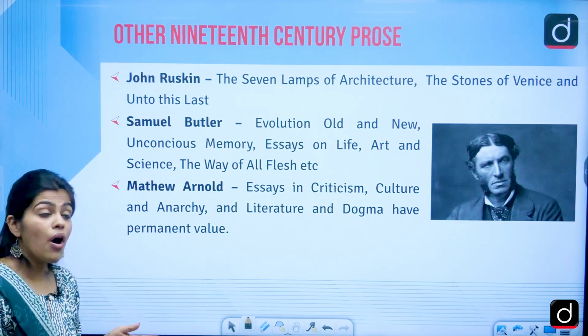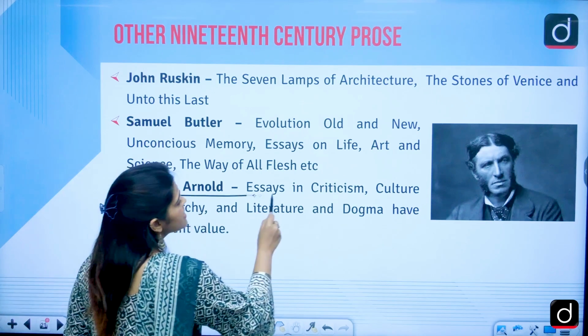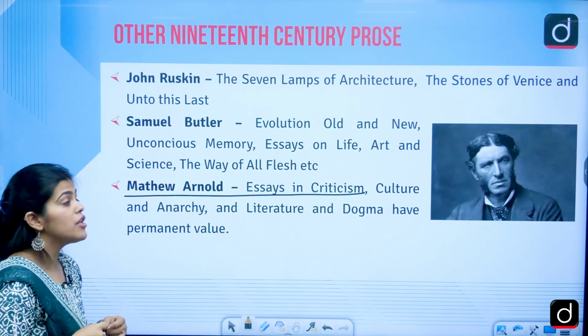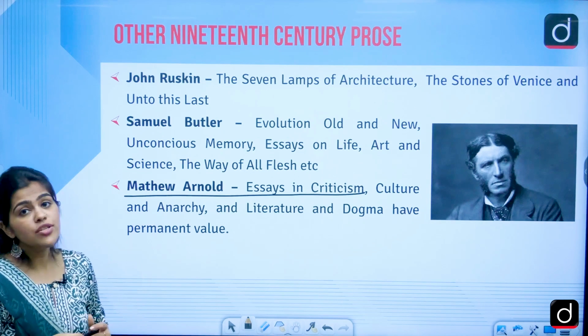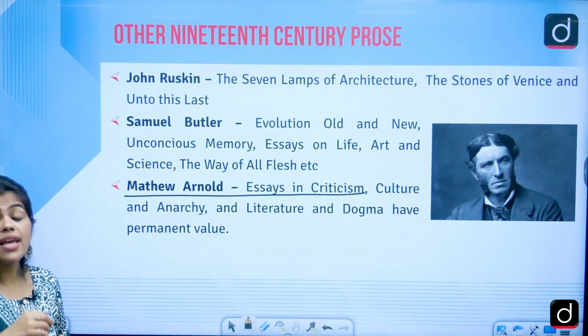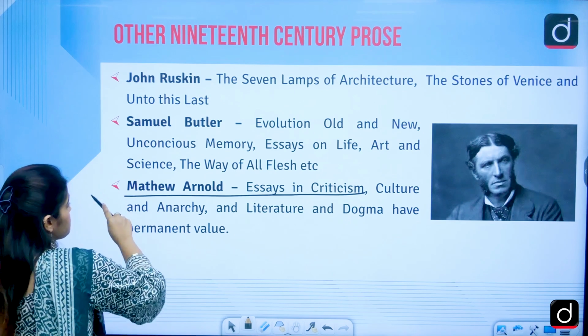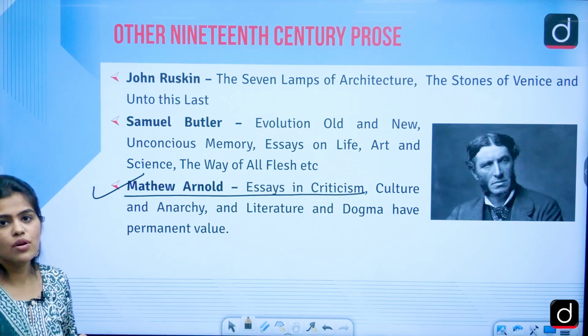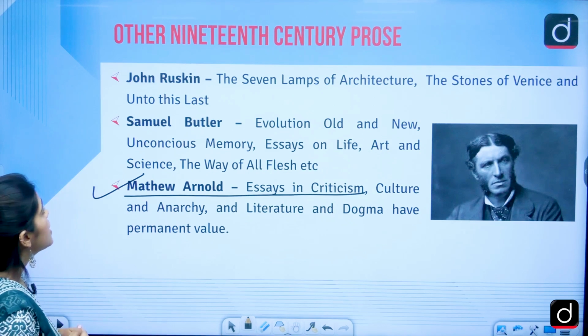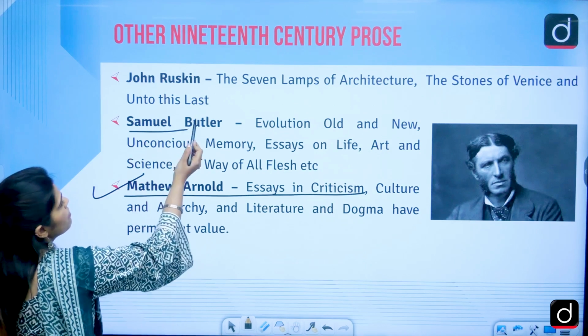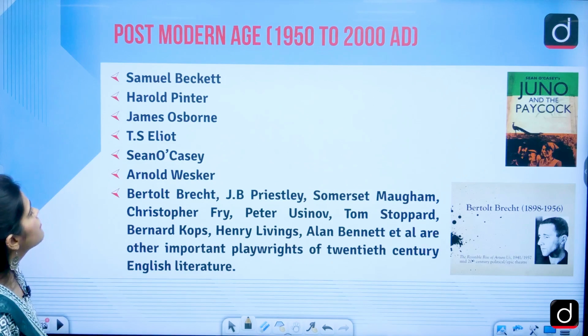Then we have Matthew Arnold, as I was telling you. All of his texts, like Essays in Criticism, Culture and Anarchy, Literature and Dogma, would all be discussed. They ask in-depth questions, and here the time period is also important, the publishing period. Then we have John Ruskin, Samuel Butler, right? So these are a few of the writers.